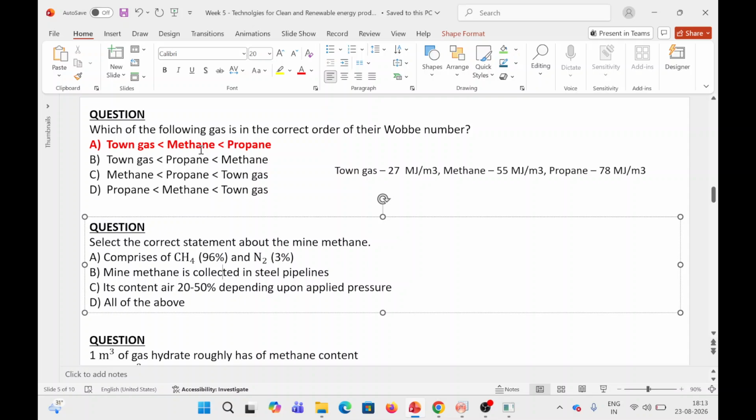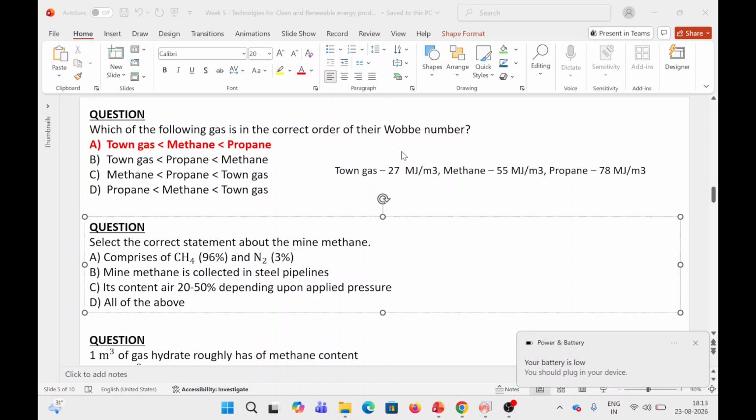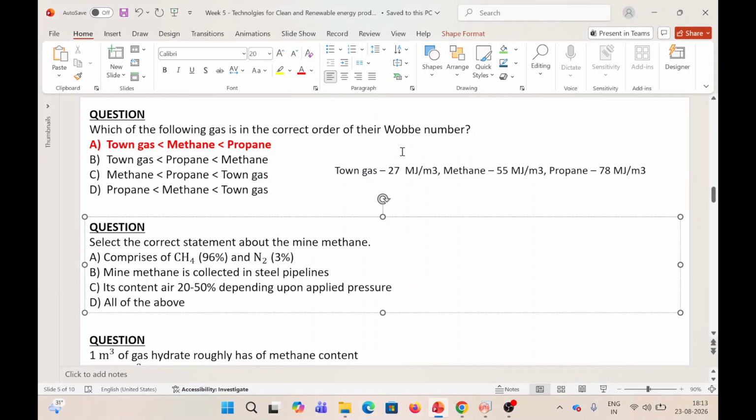Any other answers? So this is the order for their calorific value.